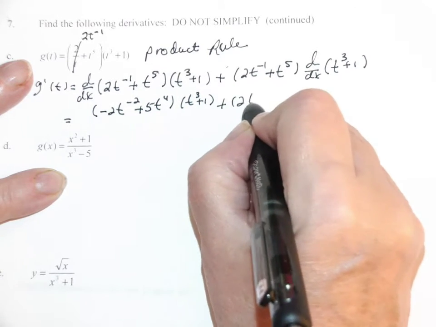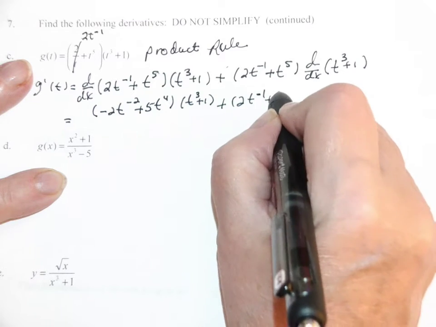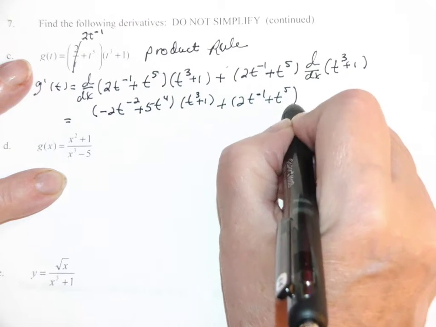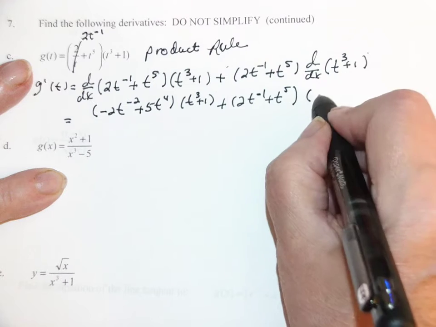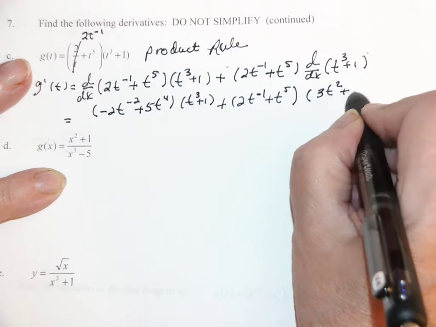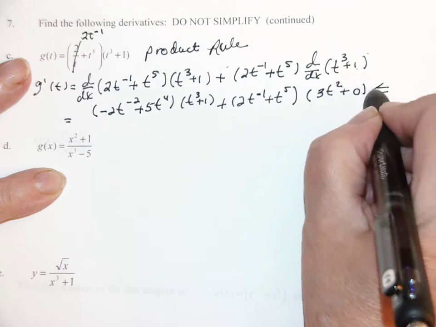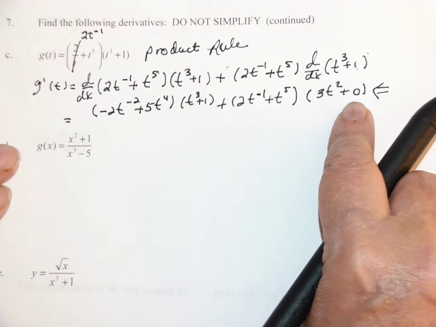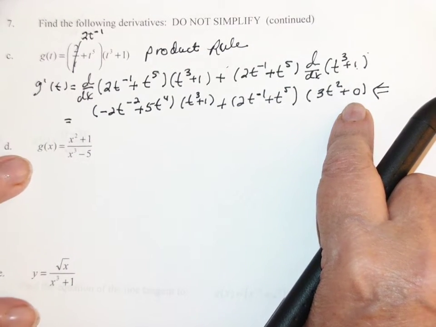plus 2t to the negative 1 plus t to the fifth, and the derivative of t cubed is 3t squared, and the derivative of 1 is just 0. Now you don't have to put the 0 there, since that's what its derivative is.